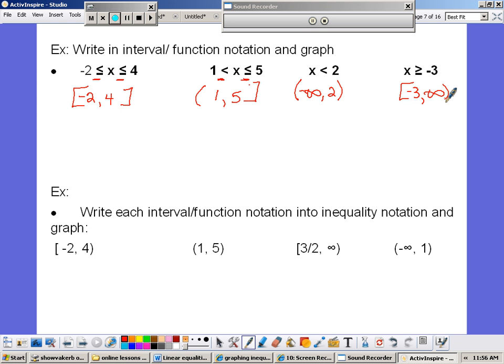So here's an interval notation. I wanted an inequality notation. So it's -2, it's included, so it's less than or equal to x, which is less than 4 because it's not included. 1 is less than x, which is less than 5, not included. x is greater than or equal to 3/2. x is less than, but not equal to, 1. That's how you move them back and forth.